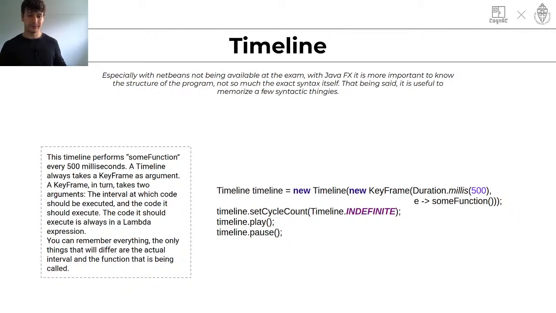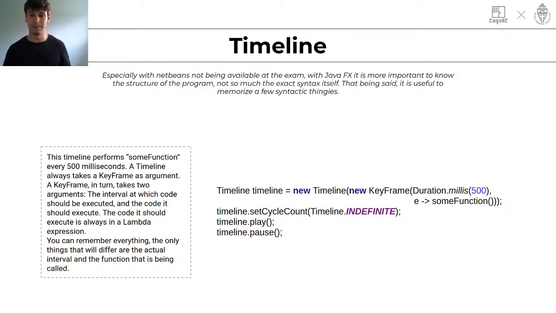Onto the timeline. Like I said, the timeline is a piece of Java code, a function that basically executes a piece of code on a certain interval. So for example, we want to call some function, which you can see somewhere on the right hand side of your screen. We want to call that every 500 milliseconds. You need to know what it does. So if you know that every 500 milliseconds it will call some function, that's all that you need to know about what it does. And then it's up to you to know how to implement it. And that's just a matter of remembering.